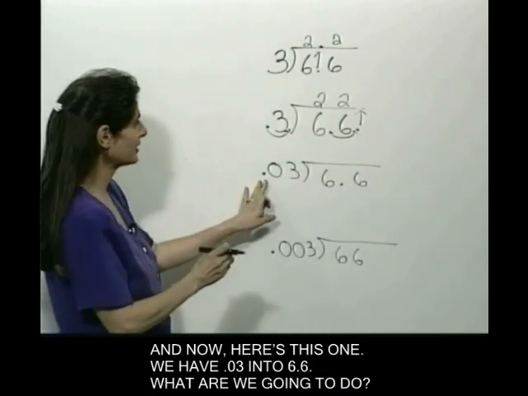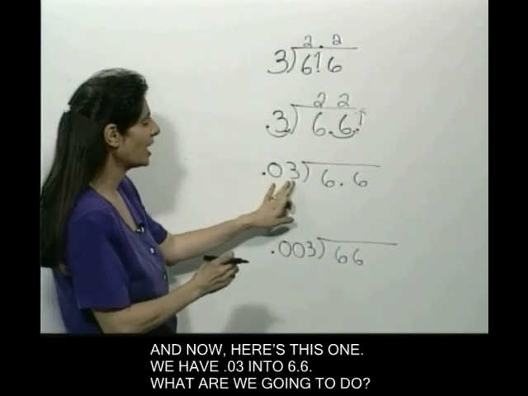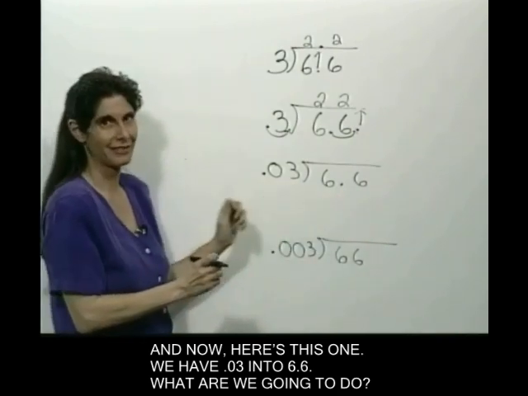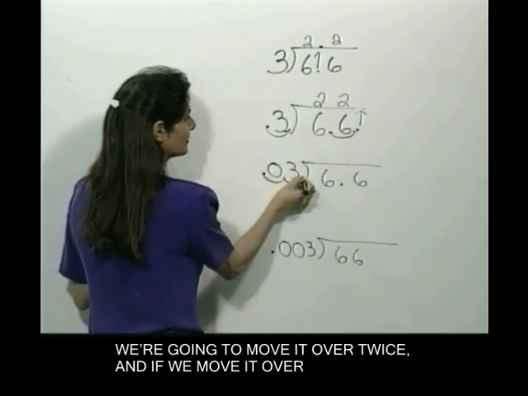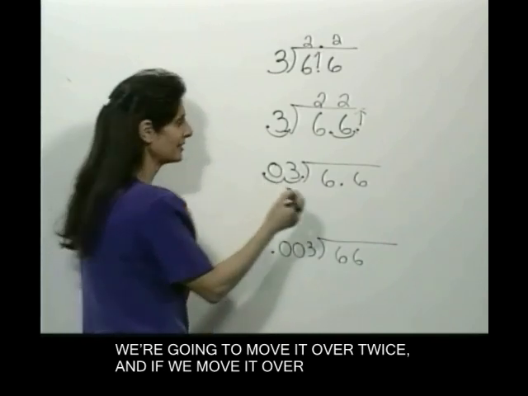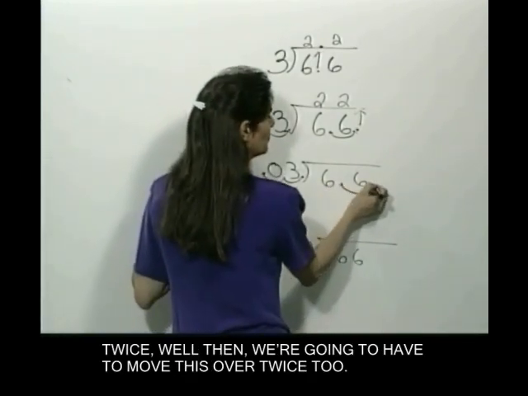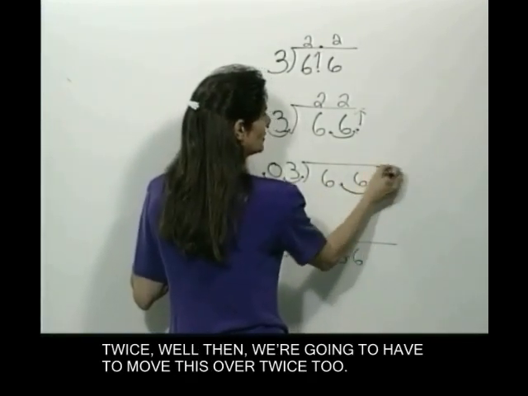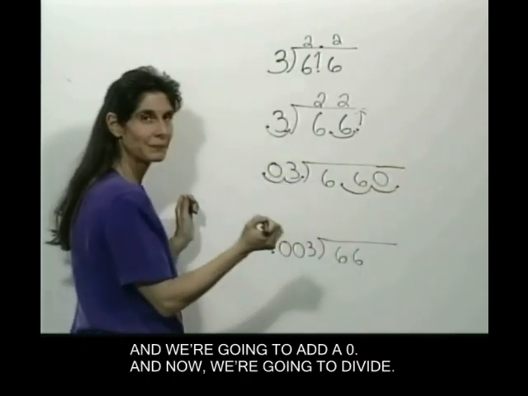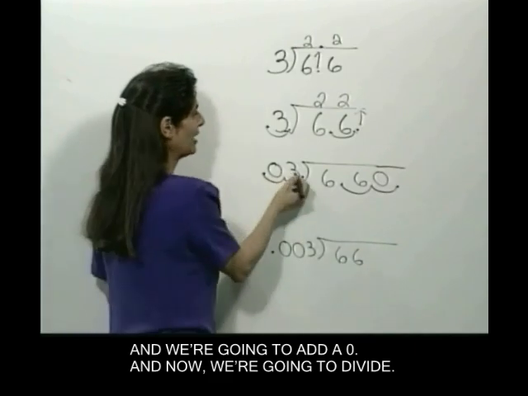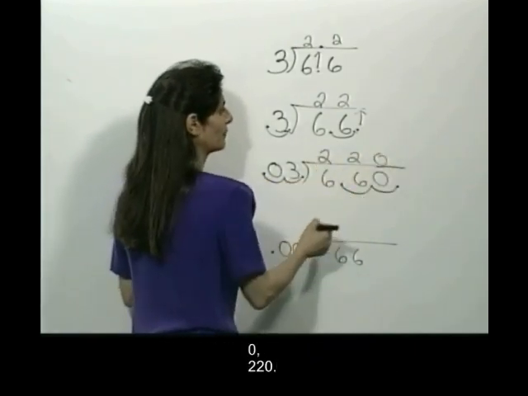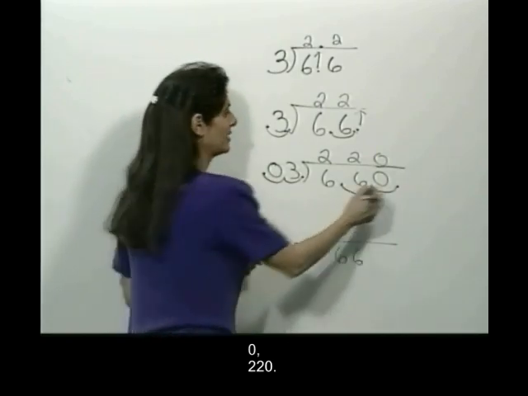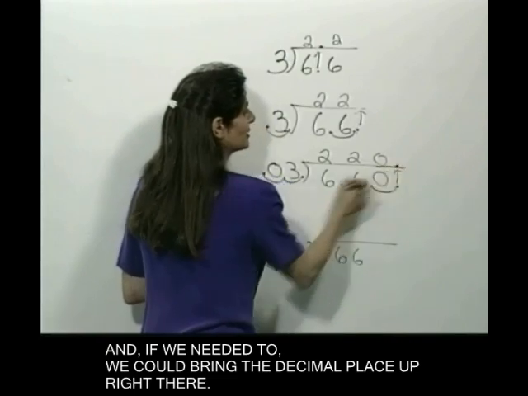And now, here's this one. We have 3 hundredths into 6 and 6 tenths. What are we going to do? Well, we're going to move it over twice. And if we move it over twice, then we're going to have to move this over twice, too. And we're going to add a 0. And now we're going to divide. 3 into 6 is 2. 3 into 6 is 2. 0. 220. And if we needed to, we could bring the decimal place up right there.